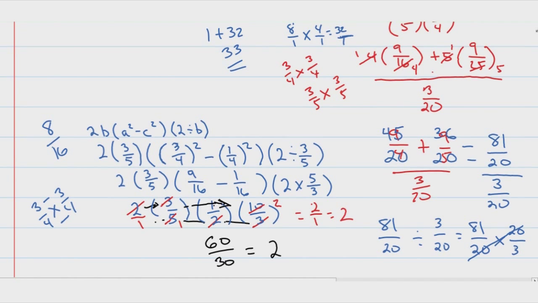You can divide 81 by 3 because 8 plus 1 is 9. And 9 is divisible by 3, which means 81 is divisible by 3. So you can cross out the 3, change the 1. And 81 divided by 3 is 27. So our final answer is 27 over 1, or 27.